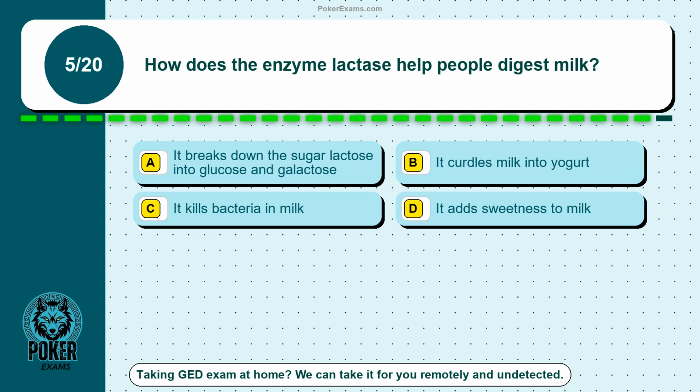Question 5. How does the enzyme lactase help people digest milk? Option A. It breaks down the sugar lactose into glucose and galactose. Option B. It curdles milk into yogurt. Option C. It kills bacteria in milk. Option D. It adds sweetness to milk.